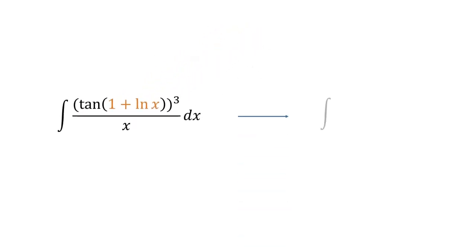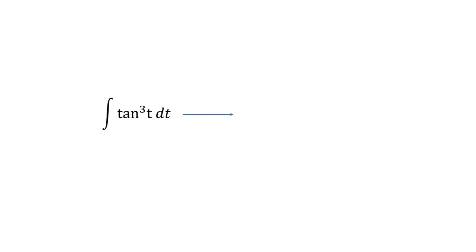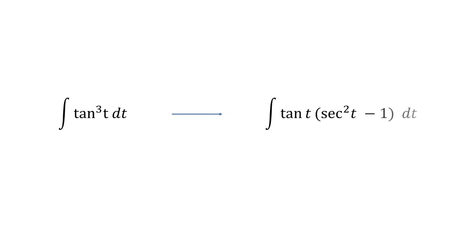That becomes a little bit easier because it gives us integration of tan cube t dt. This is a known format, less intimidating. How are we going to solve this? Simply write tan cube t as tan t into tan square t. And what is tan square t? Tan square t is equal to sec square t minus 1, right?